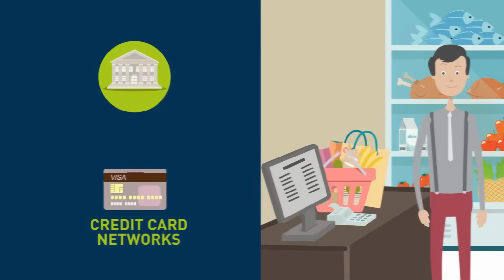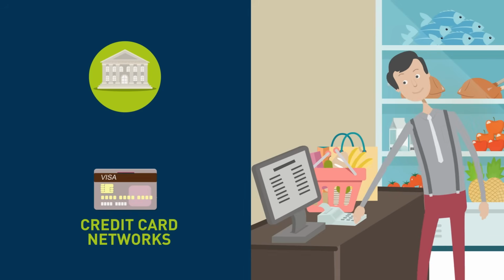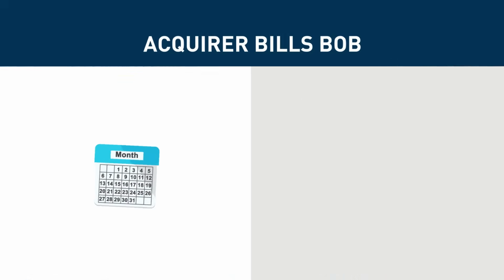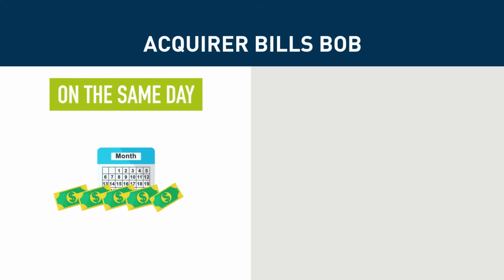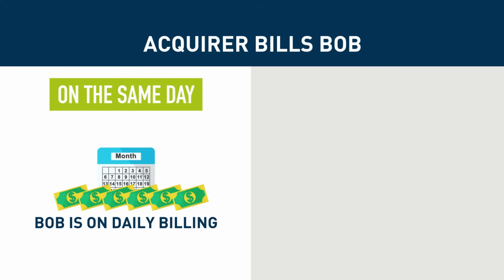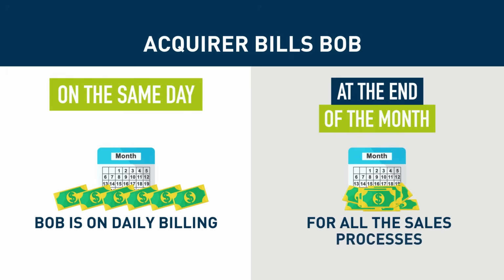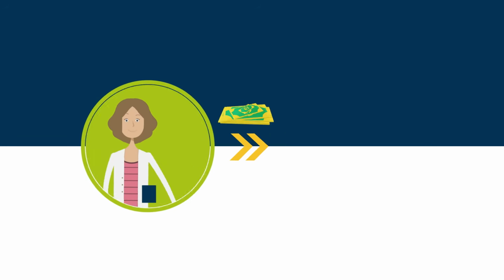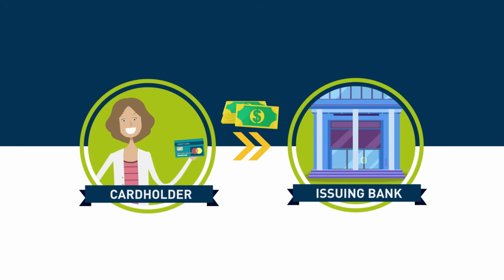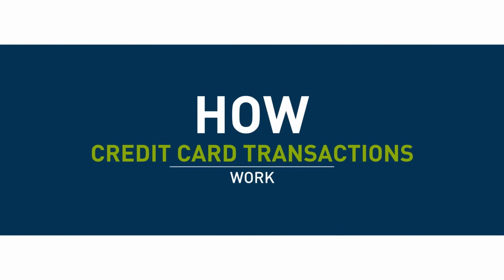The credit card networks bill the acquirer interchange fees for all of Bob's sales once the batch is settled. The acquirer then bills Bob either on the same day, sales minus fees, if Bob is on daily billing, or the acquirer bills Bob at the end of the month for all the sales processed in that month. The cardholder gets billed by its issuing bank, and that's how credit card transactions work.